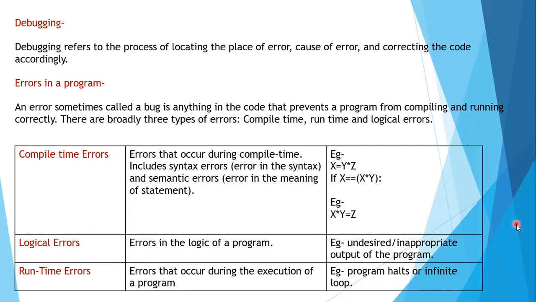Next are the runtime errors, the errors that occur during the execution of a program. In that case, there can be a possibility that you have provided an infinite loop and the program keeps running constantly. It will lead to a system failure or a system halt. Errors of that kind which occur in programming are considered runtime errors.